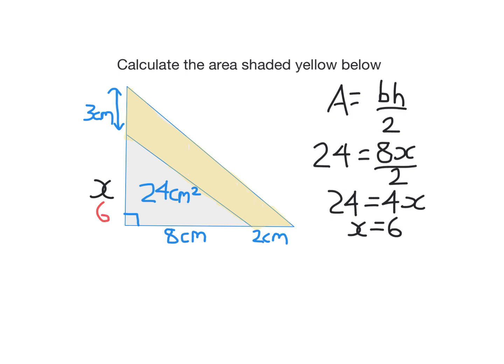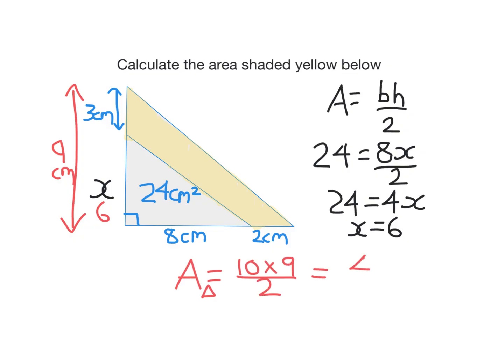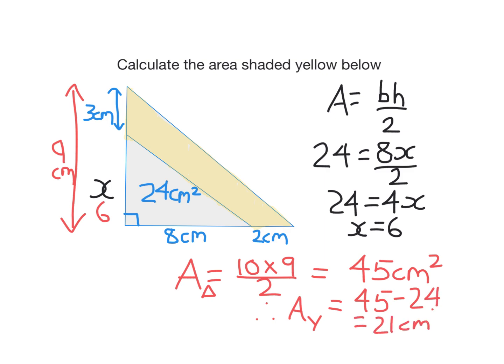So now that I know that this is 6, I know that the big right-angled triangle has a perpendicular height of 9 centimeters. It has a base of 10 centimeters. So the area of the big triangle is just 10 times 9 divided by 2, which is 45 centimeters squared. So that means the area in yellow, I'll just call it AY, is big triangle minus small triangle, which equals 21 centimeters squared. And we're done.